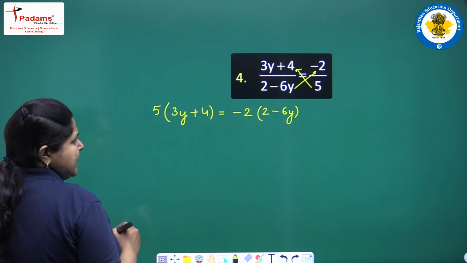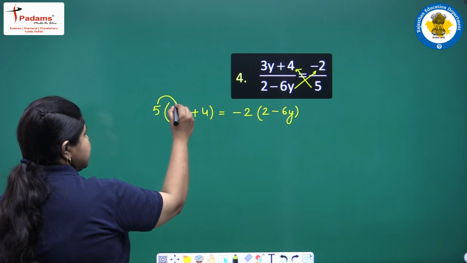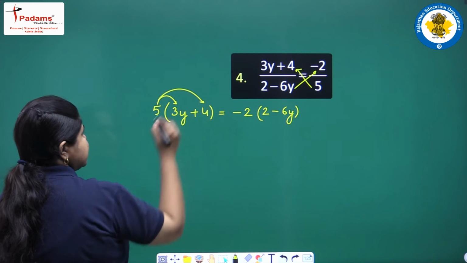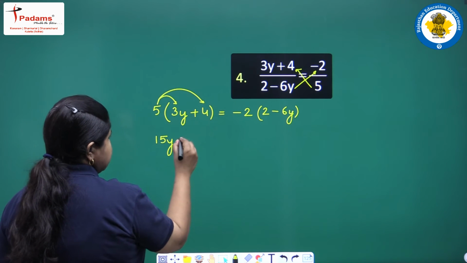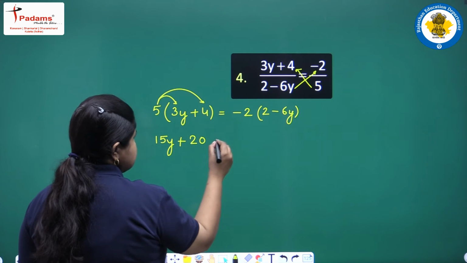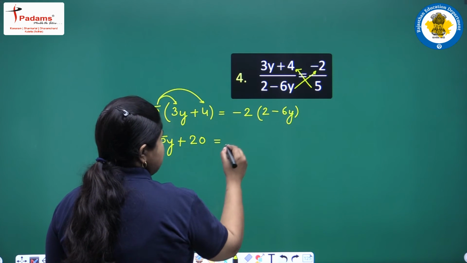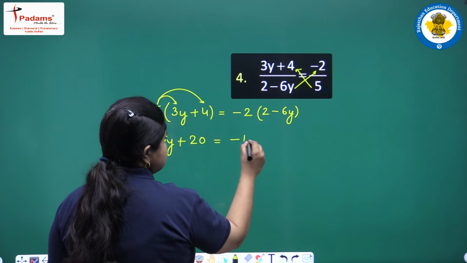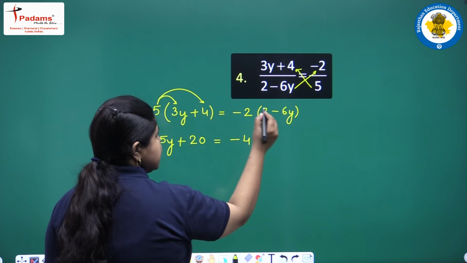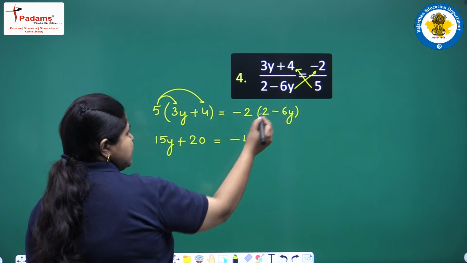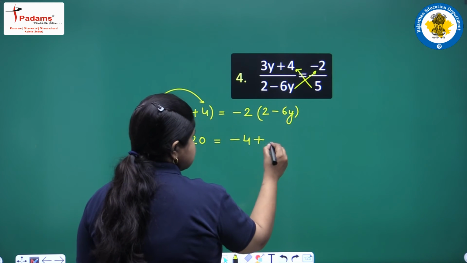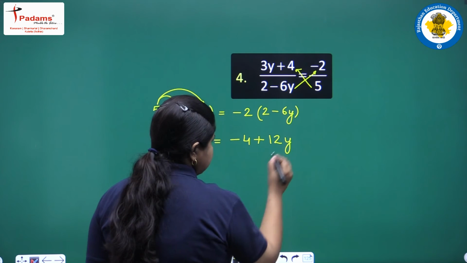Again we will open up the brackets. This 5 will be multiplied to 3y as well as to 4. We get 5 3s are 15y plus 5 4s are 20. This gives us -2 into 2 is -4. This minus and this minus will become plus because we are multiplying. Minus minus gets plus. 2 6s are 12y.